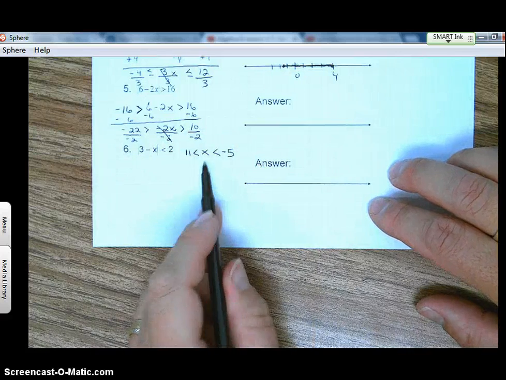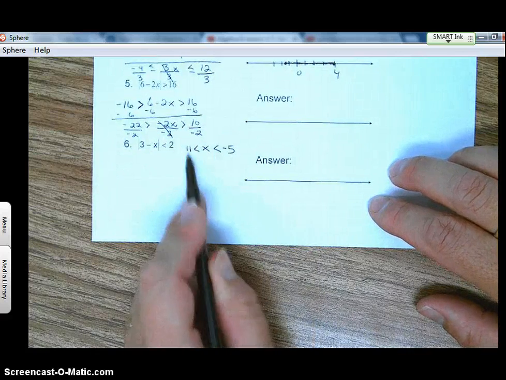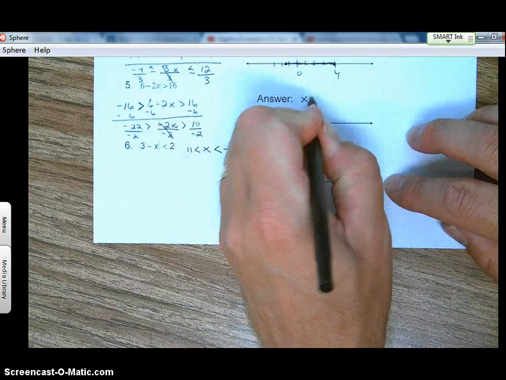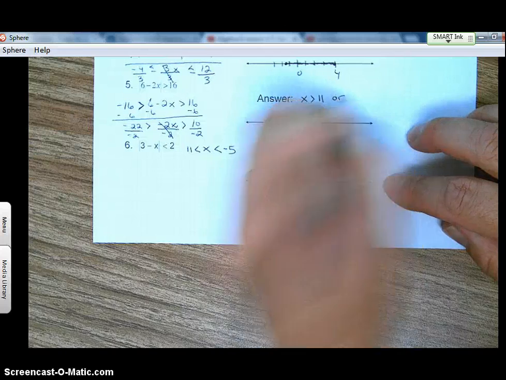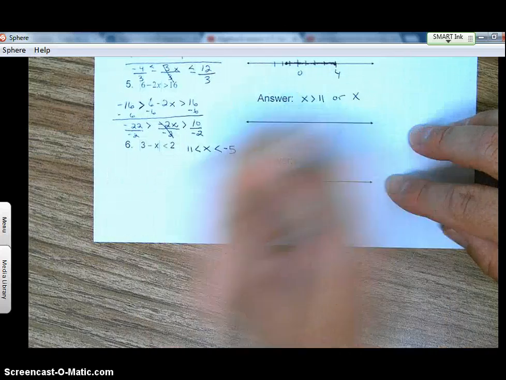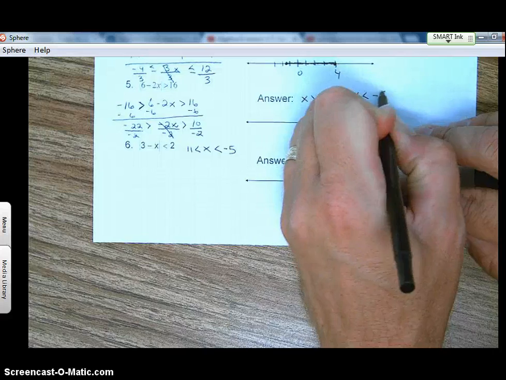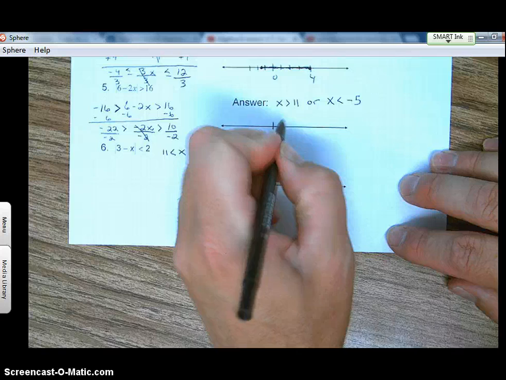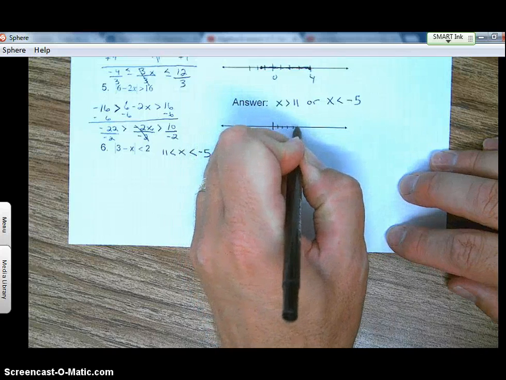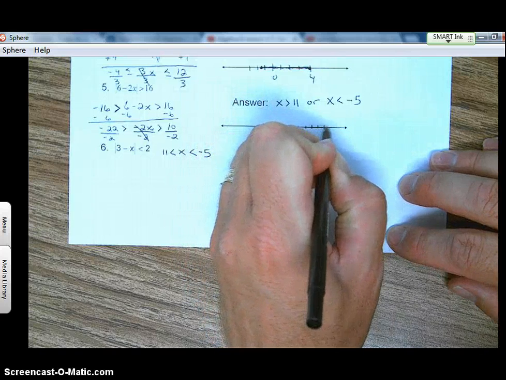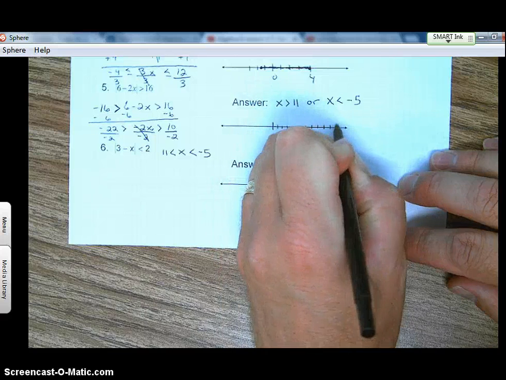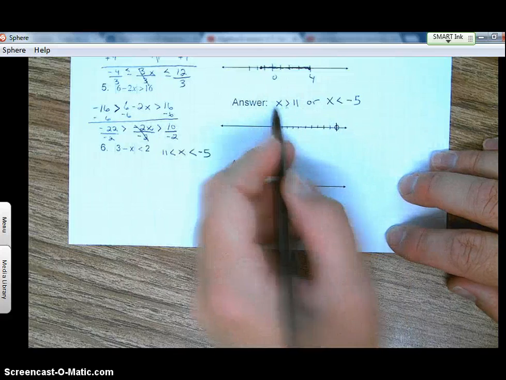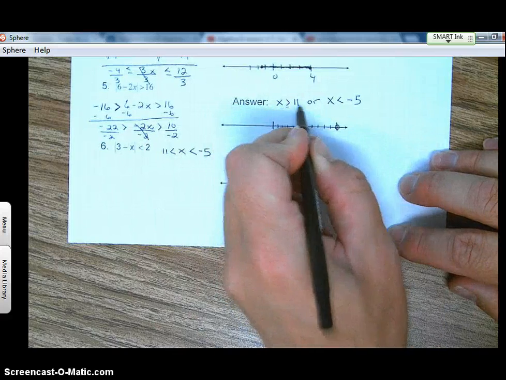So now we're going to have to rewrite this. X is going to be greater than 11, or X is going to be less than negative 5. So how do we graph that? Well, let's go ahead and do it. 1, 2, 3, 4, 5, 6, 7, 8, 9, 10, 11. Notice there's no equal sign, so we're going to use an open dot. It's greater than, so all values greater than 11.